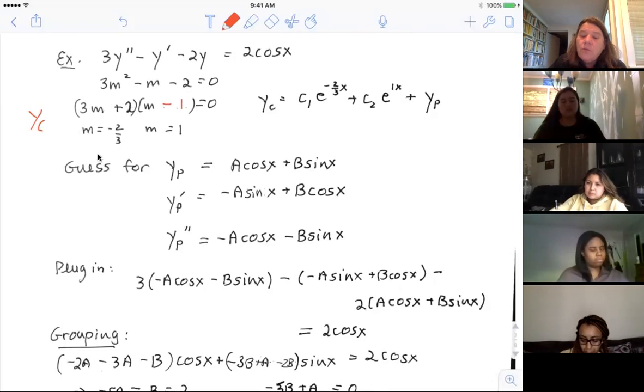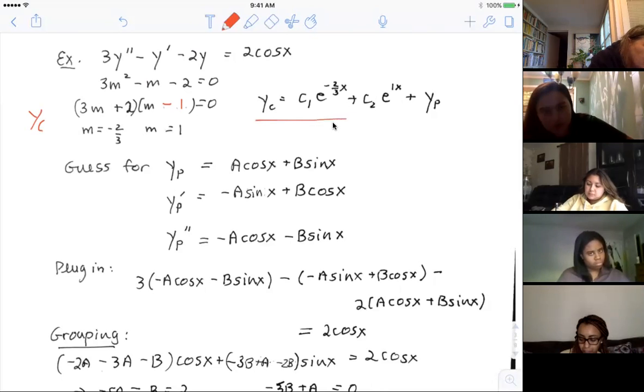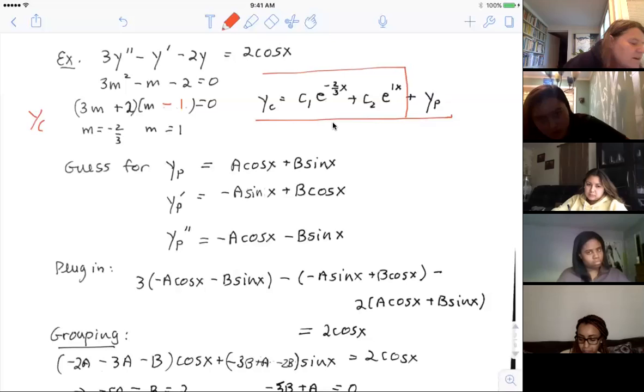Once again, we've got real roots. They're distinct roots. So what we'll have is a YC here that we'll need later. There's the YC right there. It's C1 e to the minus 2/3 x plus C2 e to the 1x. To find the general solution, I'll need to add the YP onto that. All right, but that's the very first thing we always do. Okay. Question, anybody? We okay?